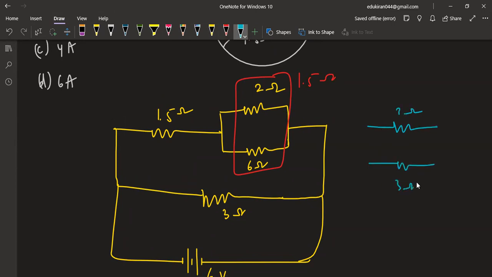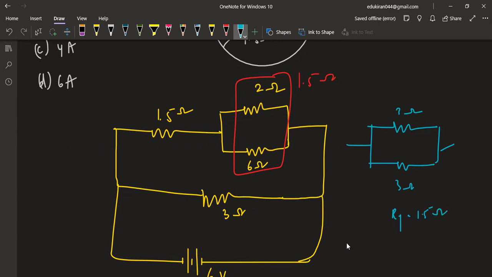And this is itself 3 ohm. Right. This is itself 3 ohm. So 3 ohm in parallel. Yes, I'll explain. Just a minute, Ashit. So they are in parallel. So R equivalent, this becomes 1.5 ohms.